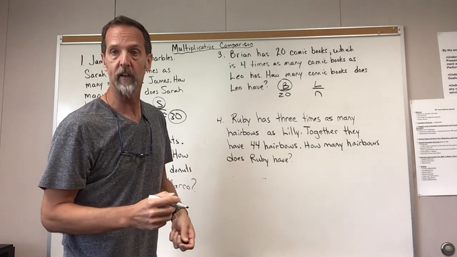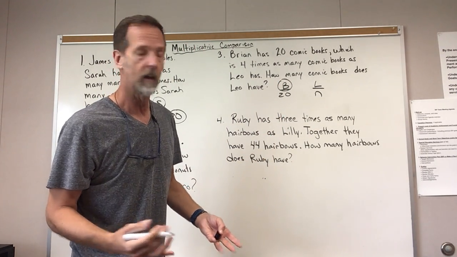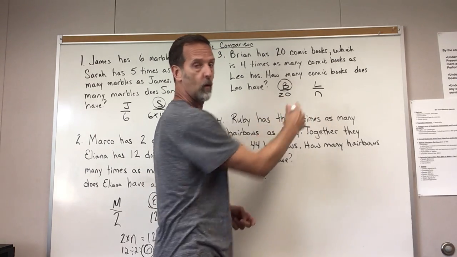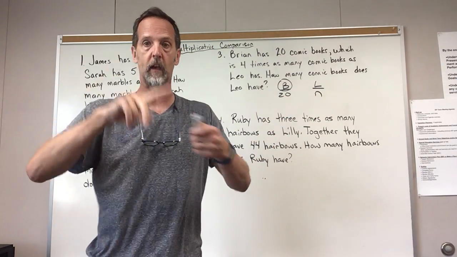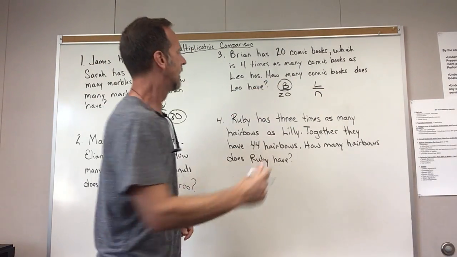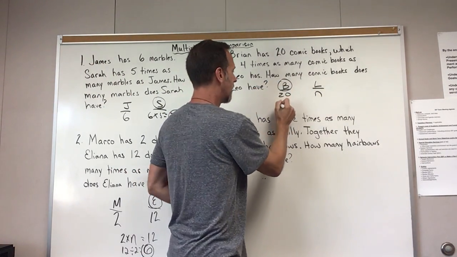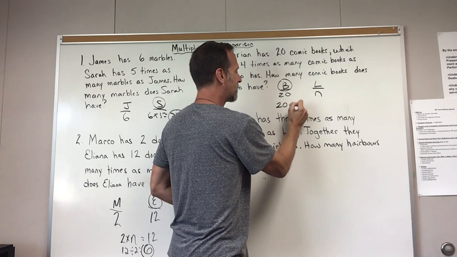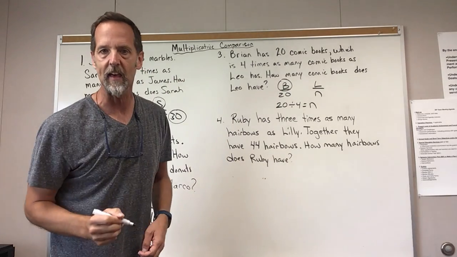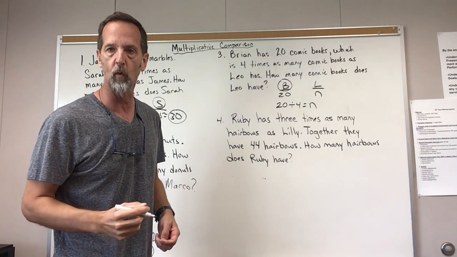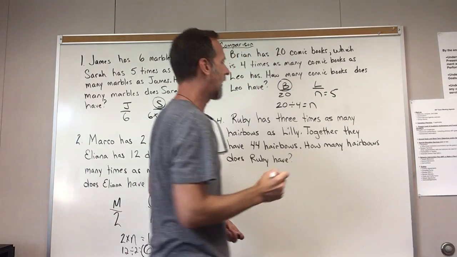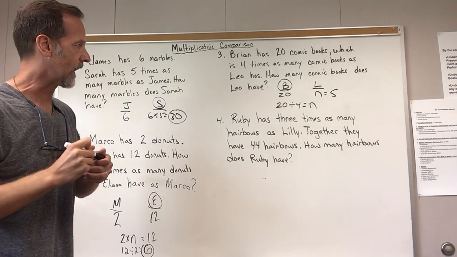So if I know the big number, I can use division, right? His number is 4 times as many as Leo's. I don't want to multiply 20 times 4 because that'll give me a huge number. And that would give Leo more than Brian. That's not what it says. So I'm going to use division here. Brian's number divided by that 4 times as many will give me that N. What is 20 divided by 4? Leo's going to have 5.